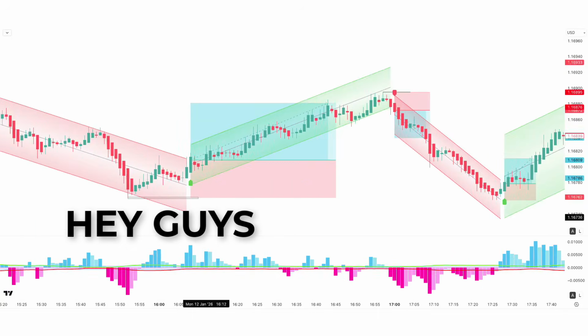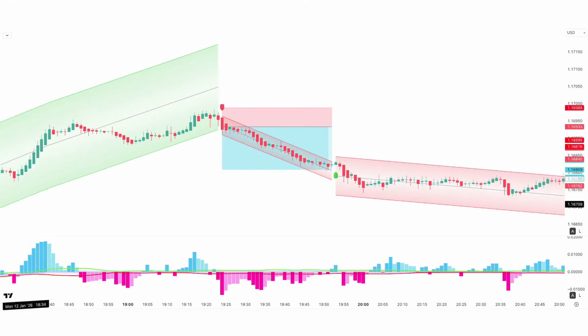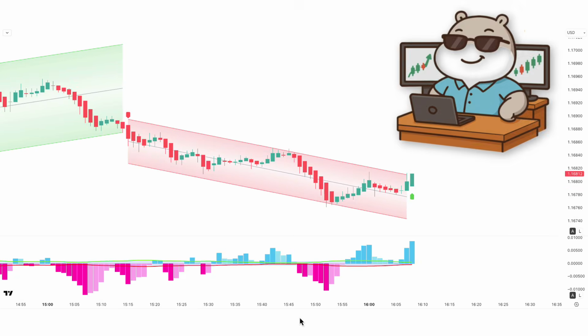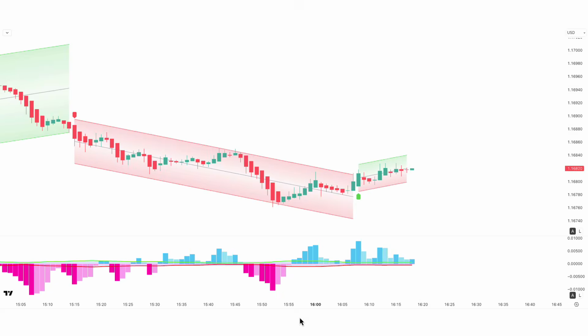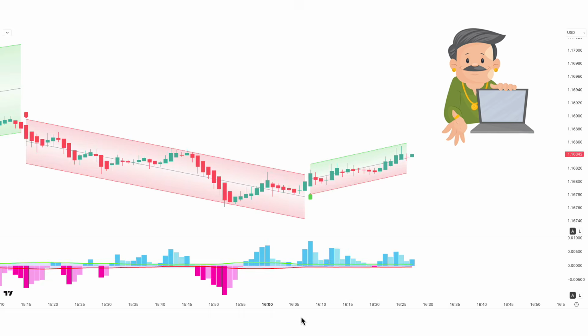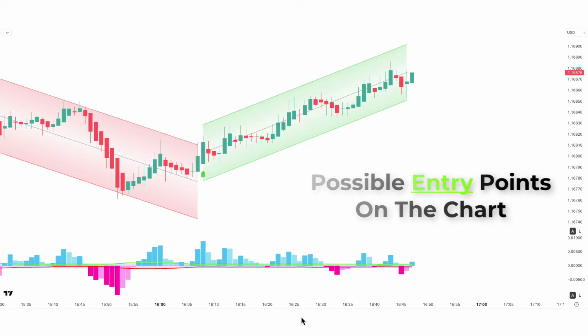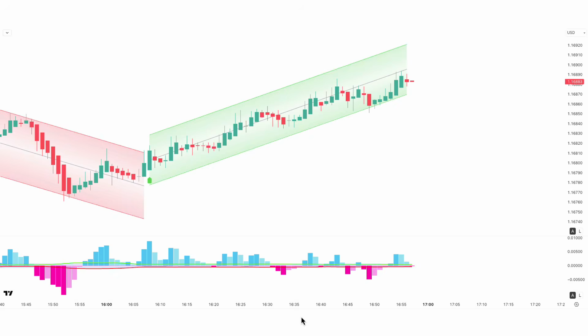Hey guys, the most important thing in trading is clarity. When the chart is clear and the signals are simple, decision-making becomes easier. In this video, I'll discuss an indicator that clearly highlights trend direction and possible entry points on the chart. It's simple in design and easy to use.